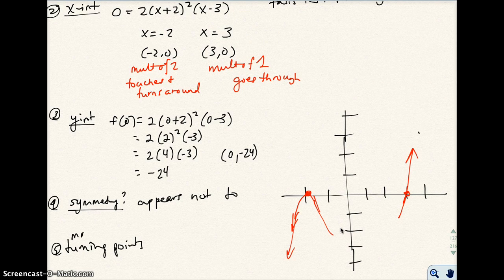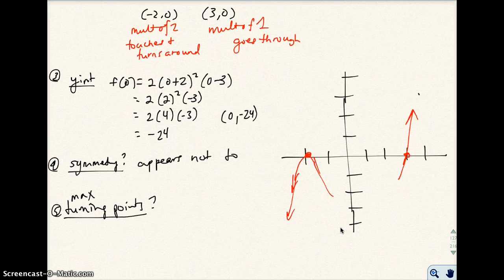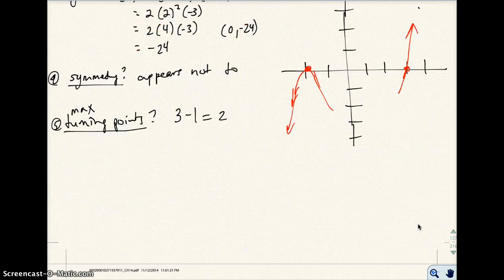The max turning points. I looked at the degree, which is 3, so 3 minus 1, which is 2. So I have 2 turning points. It looks like one of the turning points is right there, and I'm going to have another turning point somewhere here. Okay? So now we've got to figure out what's going on in this little area right here. So what I'm going to do is look at what happens when, this is my 6th step right here, look at f of -1. I know what happened at 0, I had that point there. f of -1, f of 1, and f of 2.